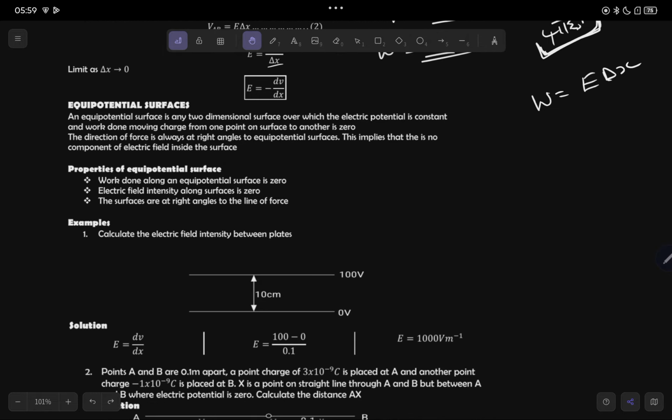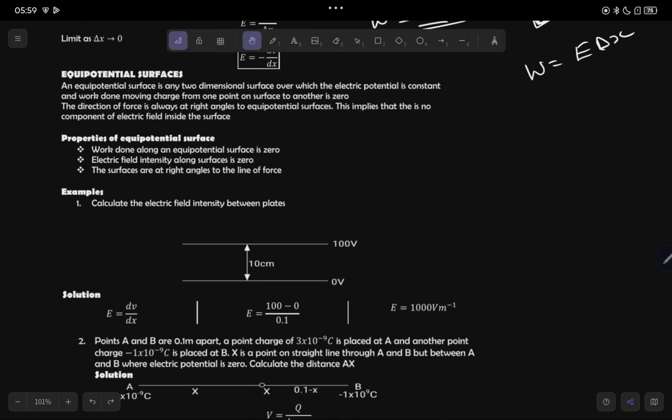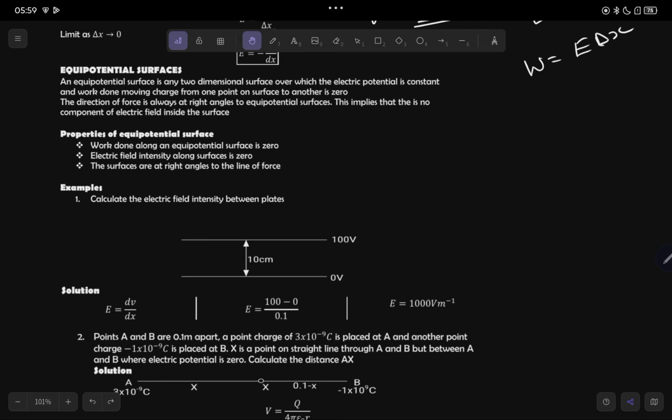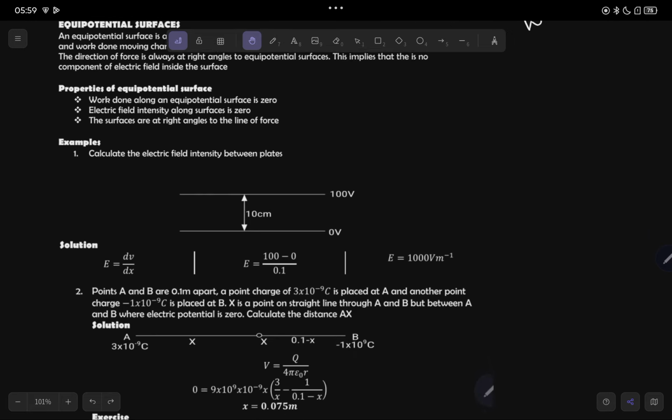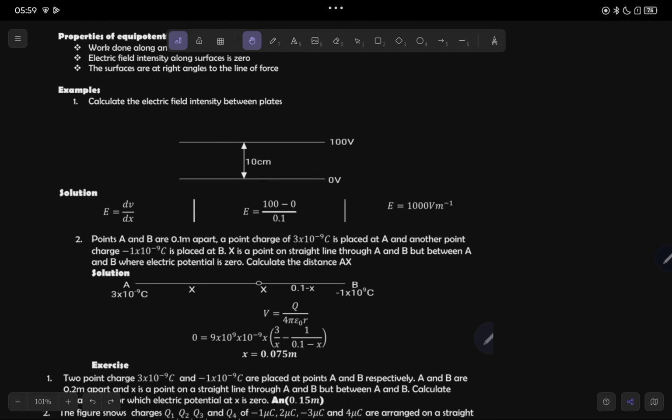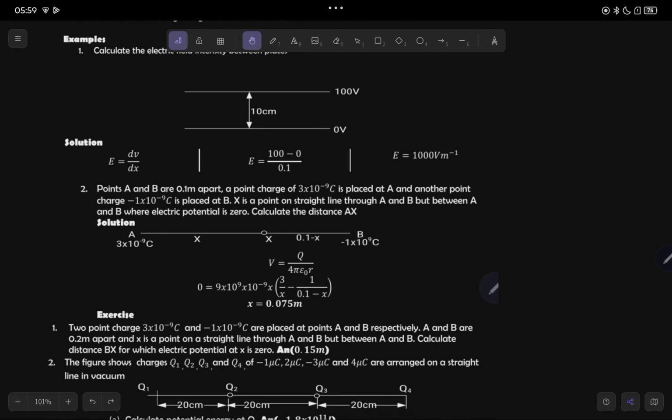A good example was when we were looking at inside the charged hollow sphere. All the points had the same potential. Properties of potential difference: work done is 0, and even the electric field intensity along the surface is also 0. And the surface is always at right angles to the lines of force. You have examples here about potential surfaces and potential gradient.